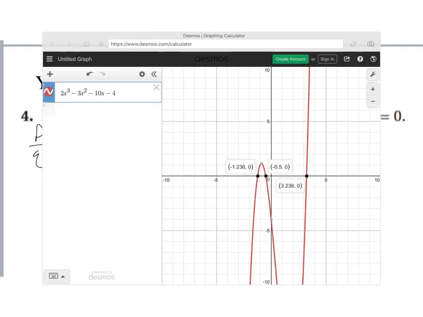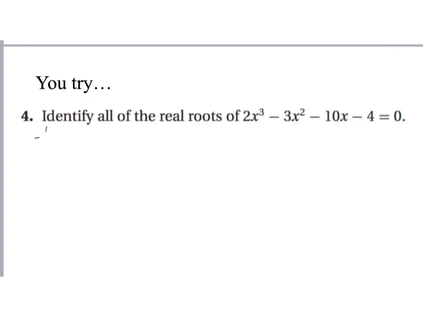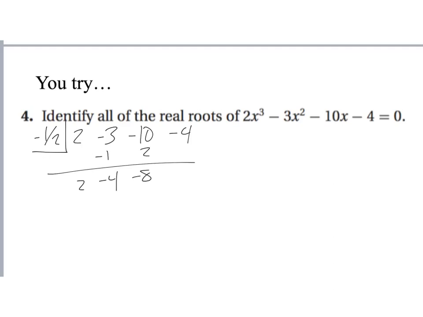Looking in the graphing calculator, I've got one rational, negative 0.5, that'll be negative 1/2, and then 2 what would appear to be irrational solutions. So I know negative 1/2 is a good solution, so I'm going to take that out of here. 2, negative 3, negative 10, negative 4. Negative 1/2 times 2 is negative 1, negative 4, positive 2, negative 8, positive 4, 0.